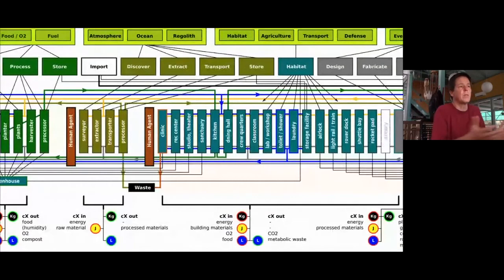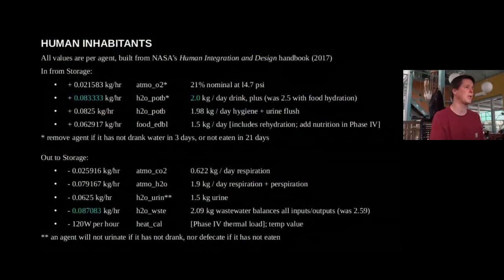We have about a dozen of these currently active in the model, and we're able to expand now that the model is built. So here's an example of the human agent, the human inhabitant agent I was talking about earlier.